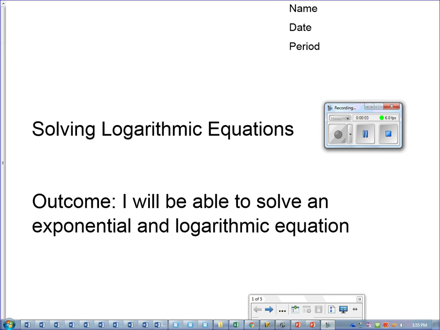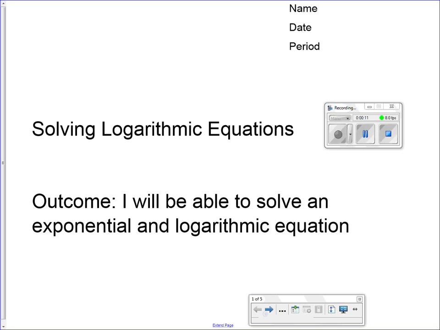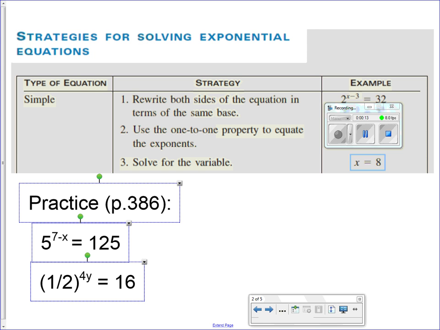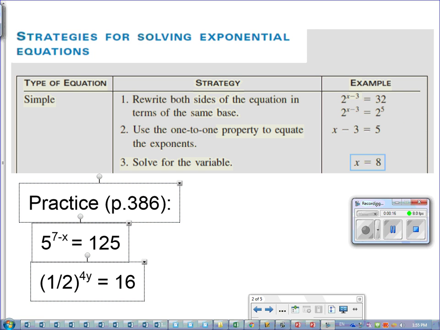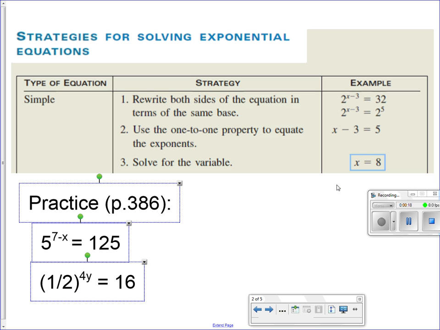The title of this note is Solving Logarithmic Equations, and the outcome is that you will be able to solve both an exponential and a logarithmic equation. So there's 4 types. There's going to be 2 exponential and 2 logarithmic types. So first we're going to look at this exponential type. This is the simpler of the 2 types.